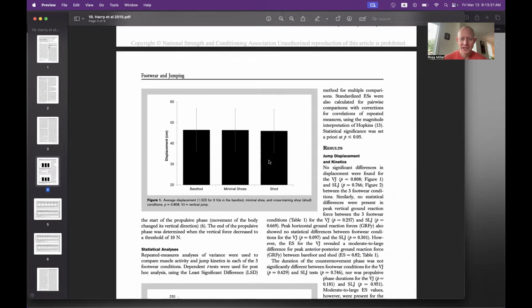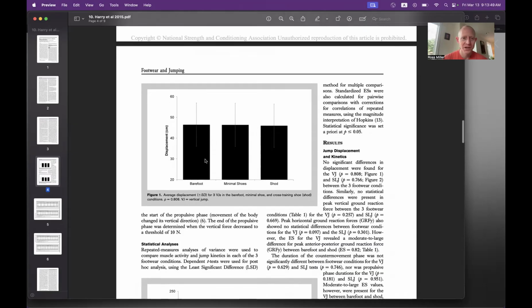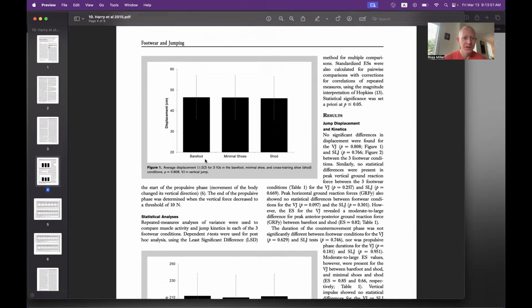It's a fairly heavy, fairly squishy shoe, maybe not the best one for jumping if your goal is maximum jump height. But there you're talking millimeters, very small differences, and no consistent differences where people consistently jumped higher in any shoe in any of these three particular conditions. So no effect of the shoes, or at least no large effect of the shoes on jump height.